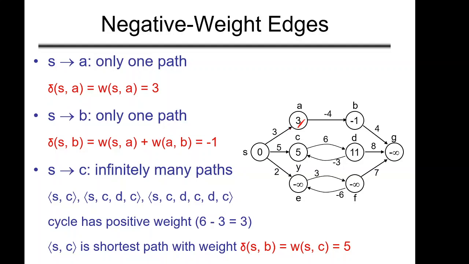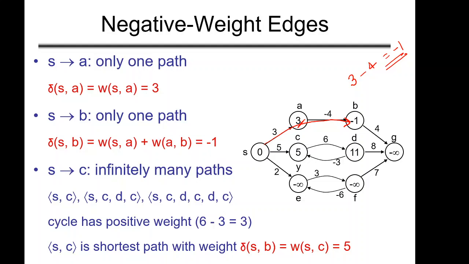Now what is the shortest path weight from S to B? From S to B, we can follow this path. The weight is 3 minus 4, that is minus 1. So you can reach from S to B with a shortest weight of minus 1. Is there any other way to go to B? No, there is no other way, right? So this is also well defined.